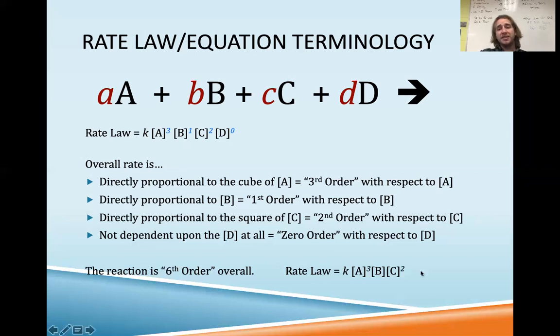And so if we were going to rewrite this, we can drop the 1, it's implied. We can drop out D entirely, and we'd say, here's our overall rate law. It's proportional to the cube of A times B times the square of C. And then for the overall order, we actually just add the exponents. 3 plus an implied 1 plus 2, so 2 and 1 is 3, plus 3 is 6. This is 6th order overall, is how we would go about describing how our different reactants are affecting the overall rate of the reaction.